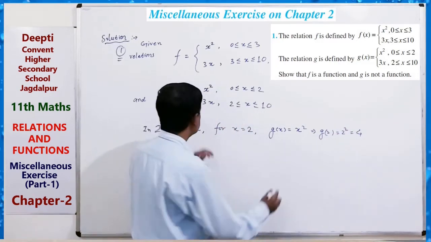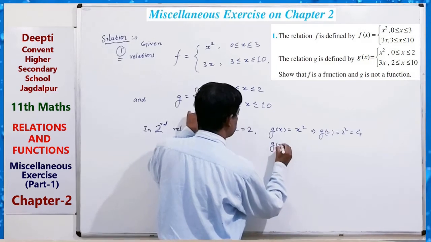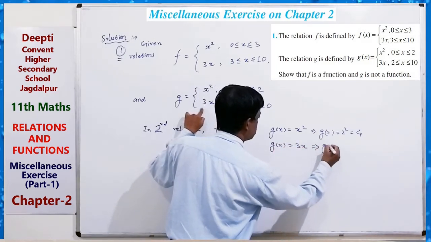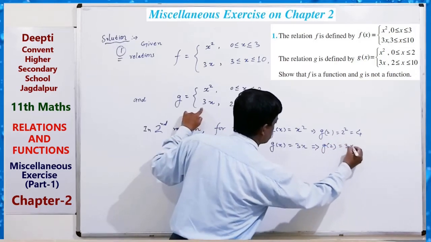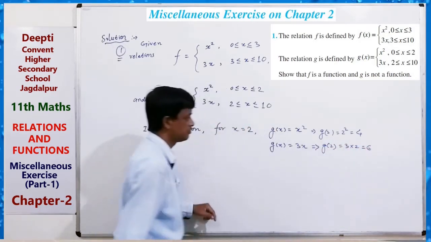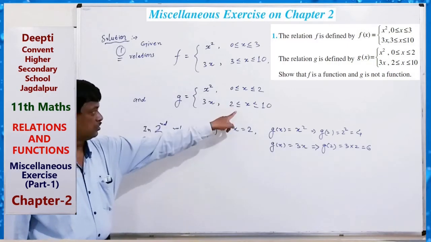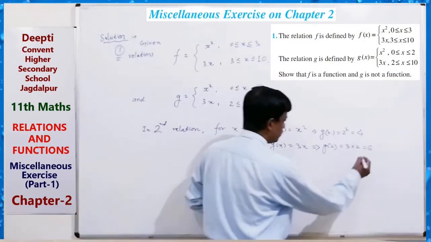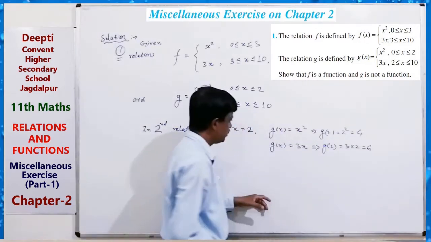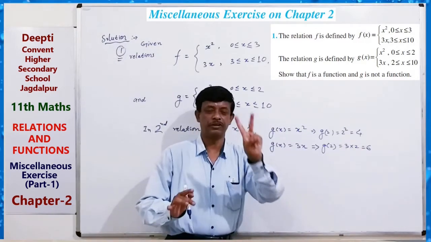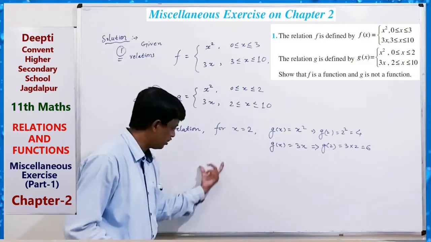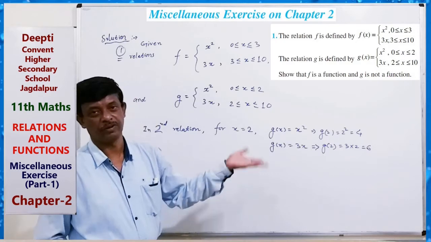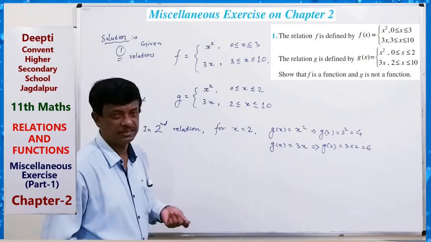Clear? Also gx equals 3x, so g2 equals 3 into 2 equals 6. So we see that 2 is connected to two different elements. That is, in the ordered pairs the first elements are the same, 2, and the second elements are different, 4 and 6. So that is not a function.